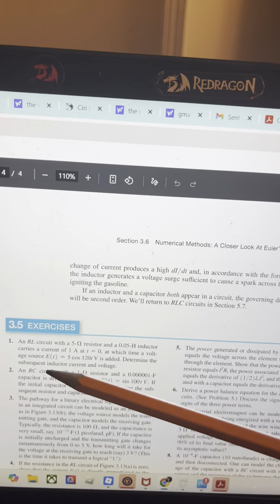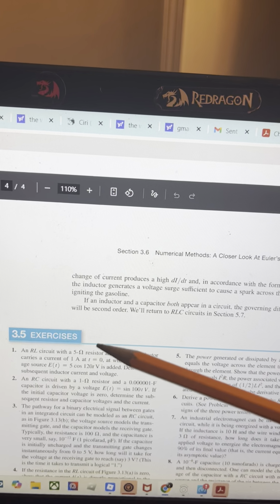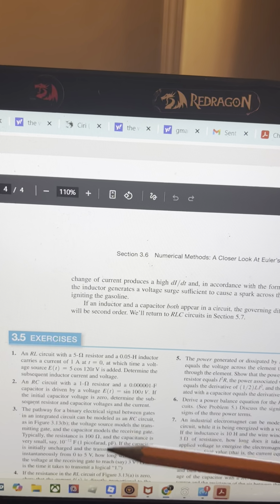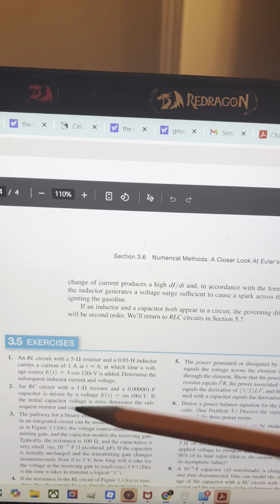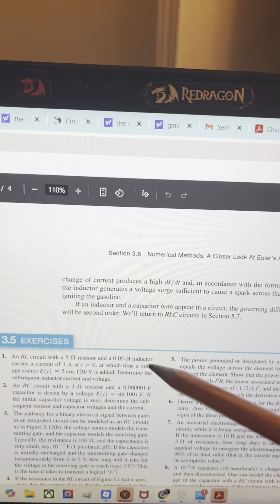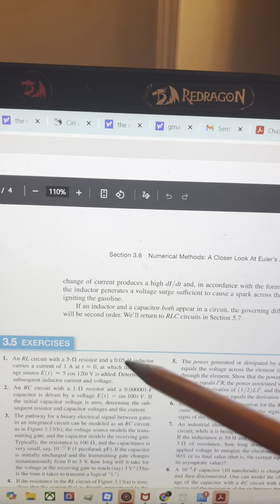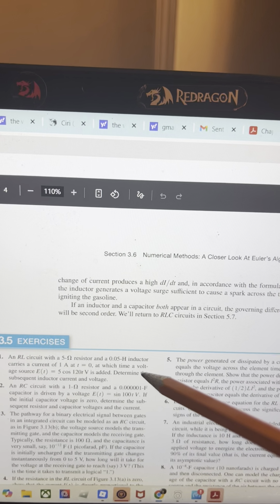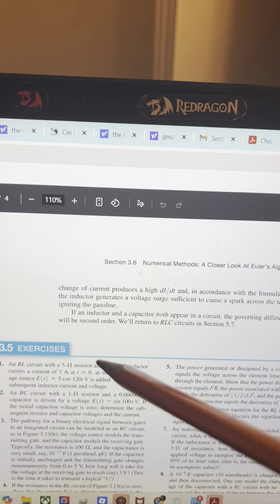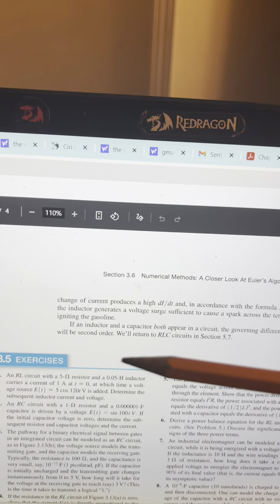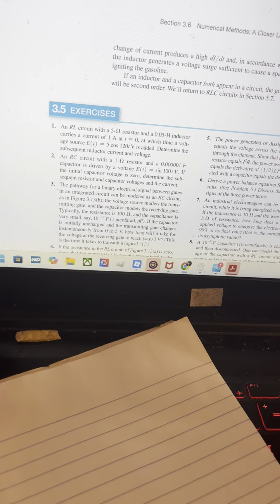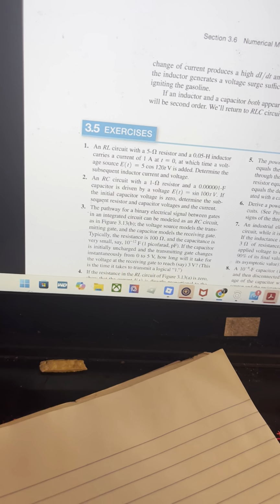An RL circuit with a 5 ohm resistor and 0.05 henry inductor carries a current of 1 amp at time equals 0, at which time a voltage source E of t equals 5 cosine 120t volts is added. Determine the subsequent inductor current and voltage. We have our question. Now, let's solve for it.